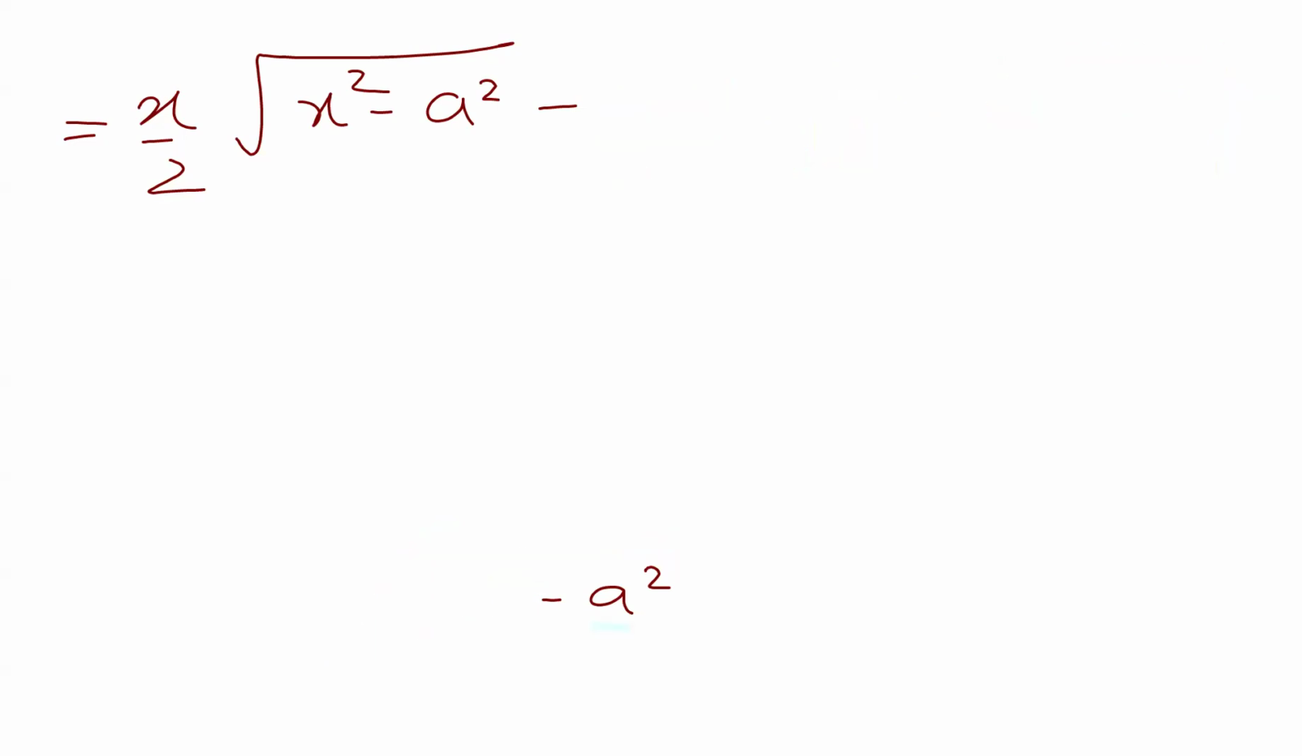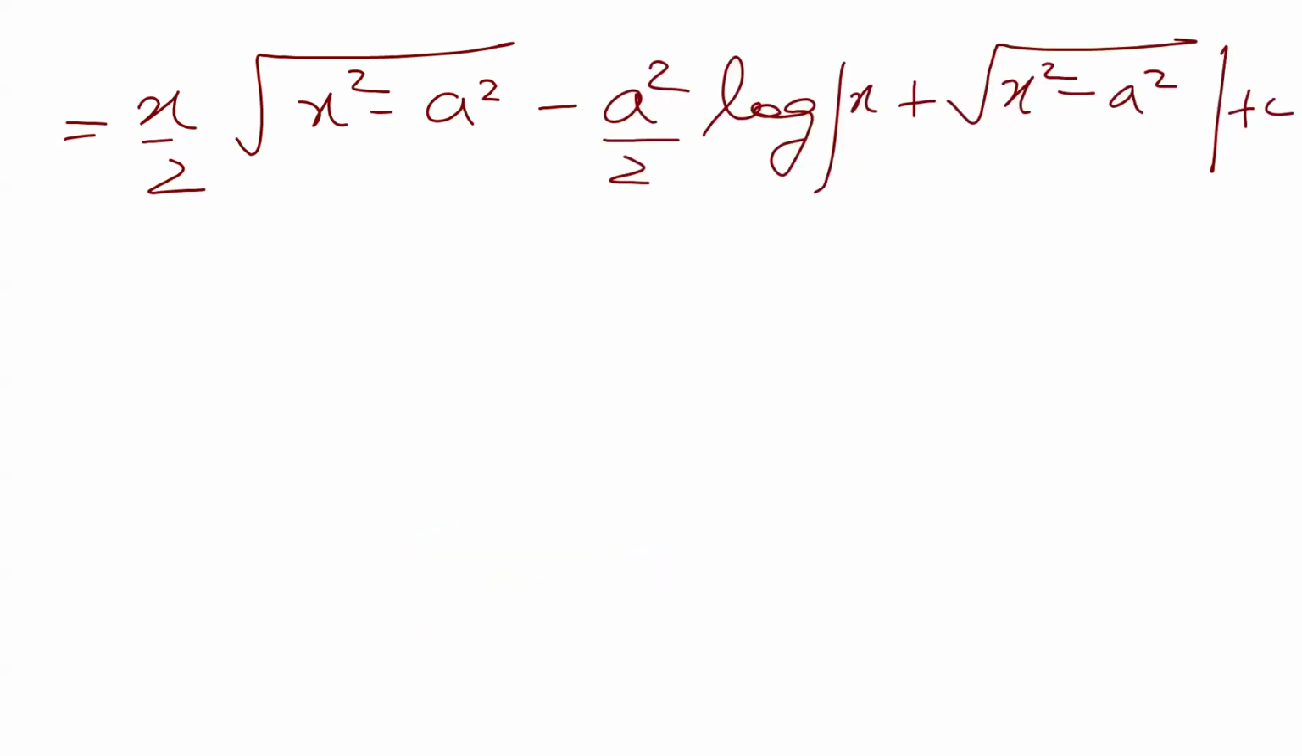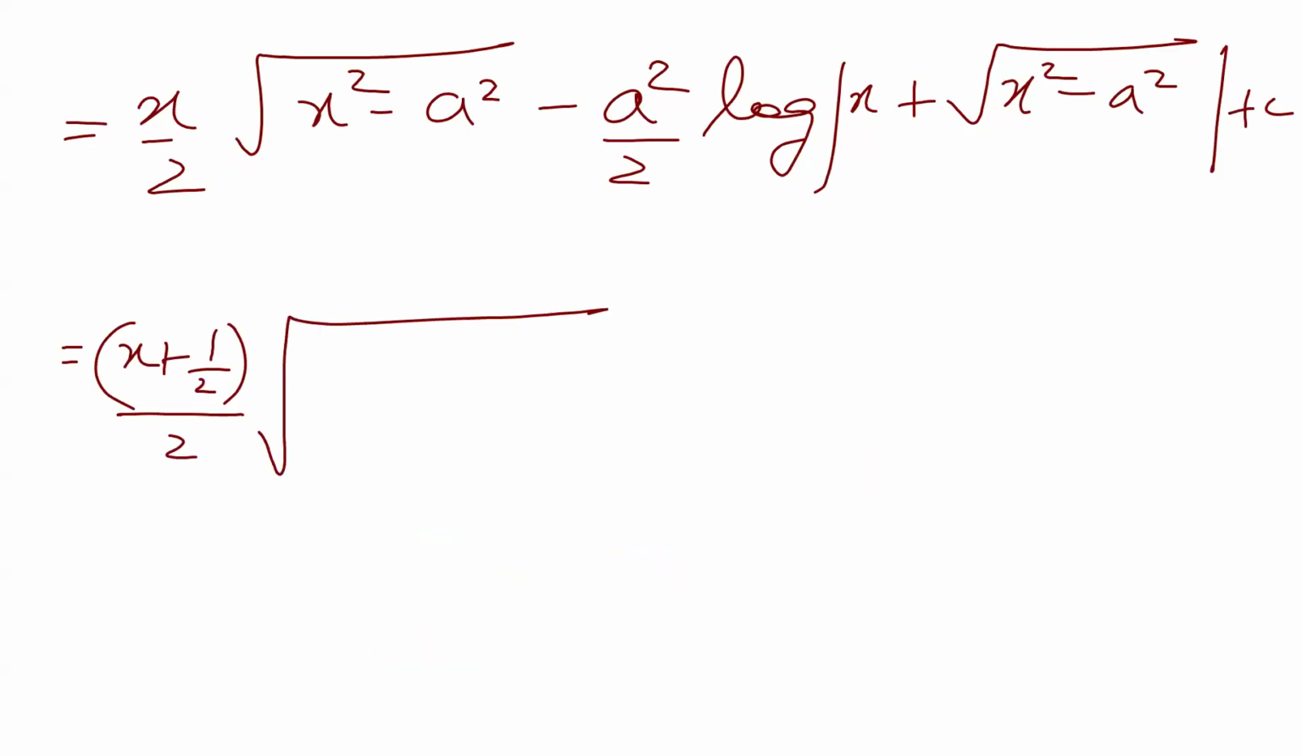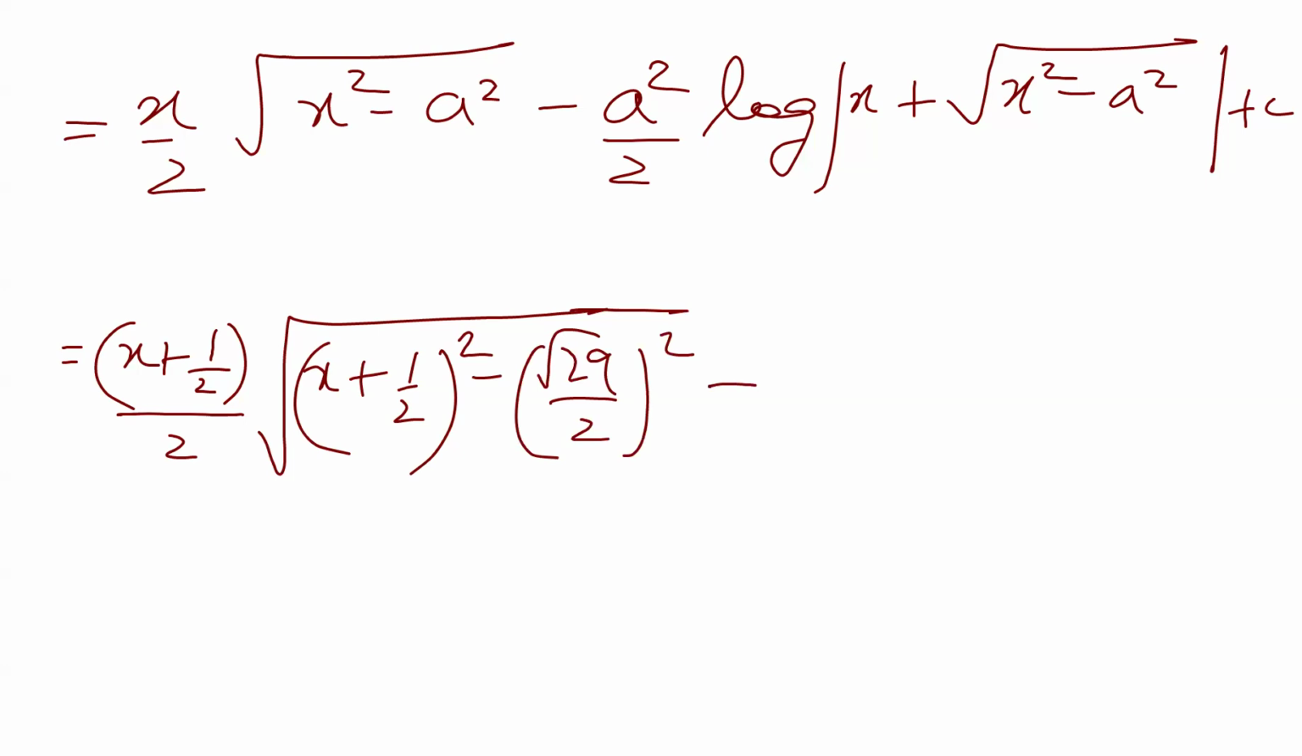Now you can put the value of x and a. By comparing, x is x plus half, which is linear algebraic, and a is root 29 by 2. So x plus half the whole square minus root 29 by 2 the whole square, minus a square upon 2, where a is root 29 by 2.